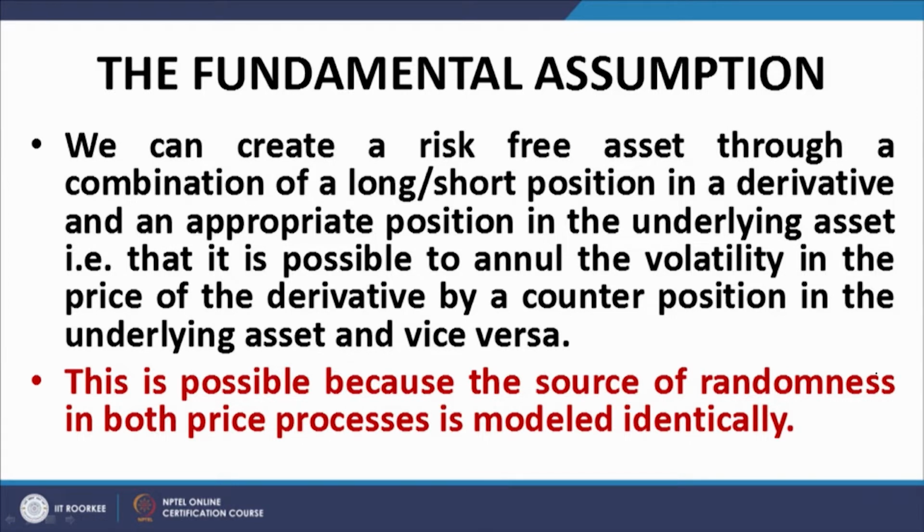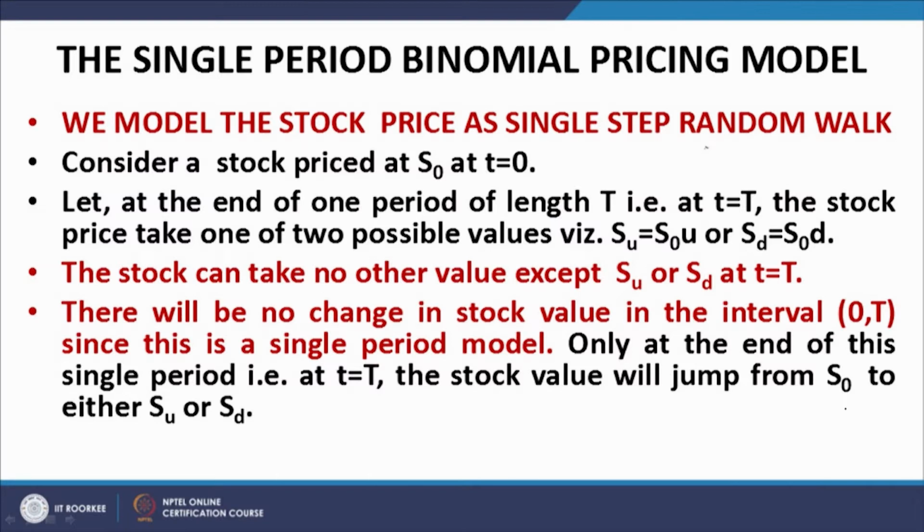Why is it so? Because we are modeling both the price processes with the same type of randomness, the same manifestation of randomness. This is possible because the source of randomness in both the price processes, that is the price process of the derivative and the price process of the underlying, is modeled identically. So, this is what is very important. This is the crux of our assumption, and as a result of this assumption, we are able to construct a risk free portfolio comprising a long position in a derivative and a short position in the underlying asset, or vice versa. So, now we talk explicitly about the binomial model.